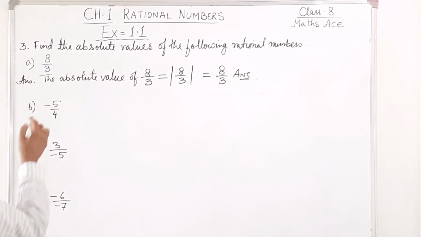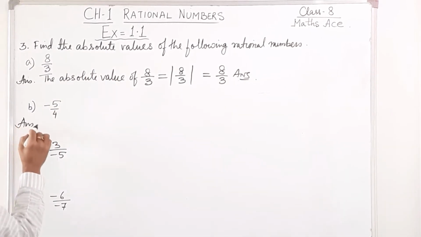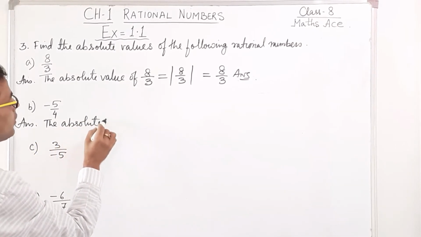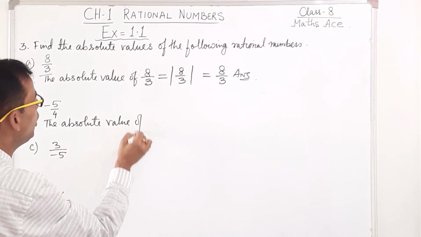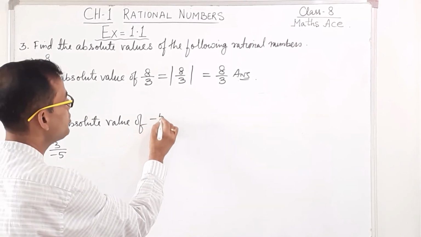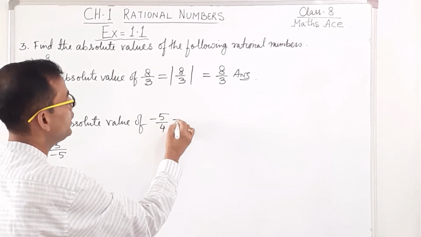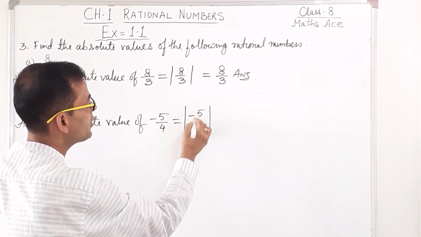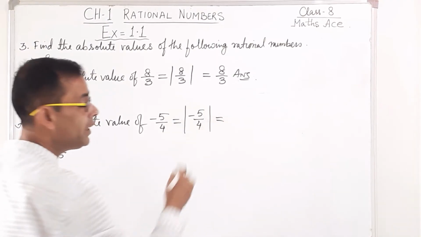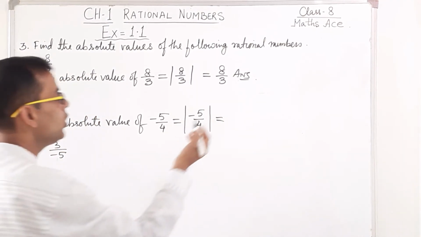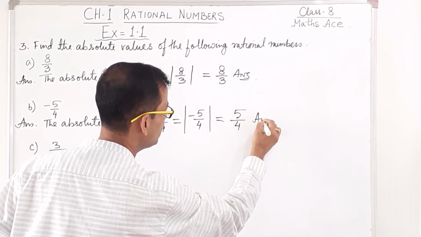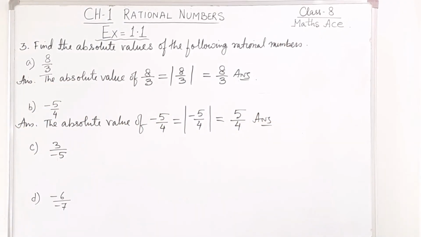Clear? Now the second one, number B, the absolute value of minus 5 by 4 equals. You put the absolute value symbol with minus 5 by 4 inside, but when it comes outside, I told you it is always positive. Only 5 by 4 will come; the negative sign will not come.